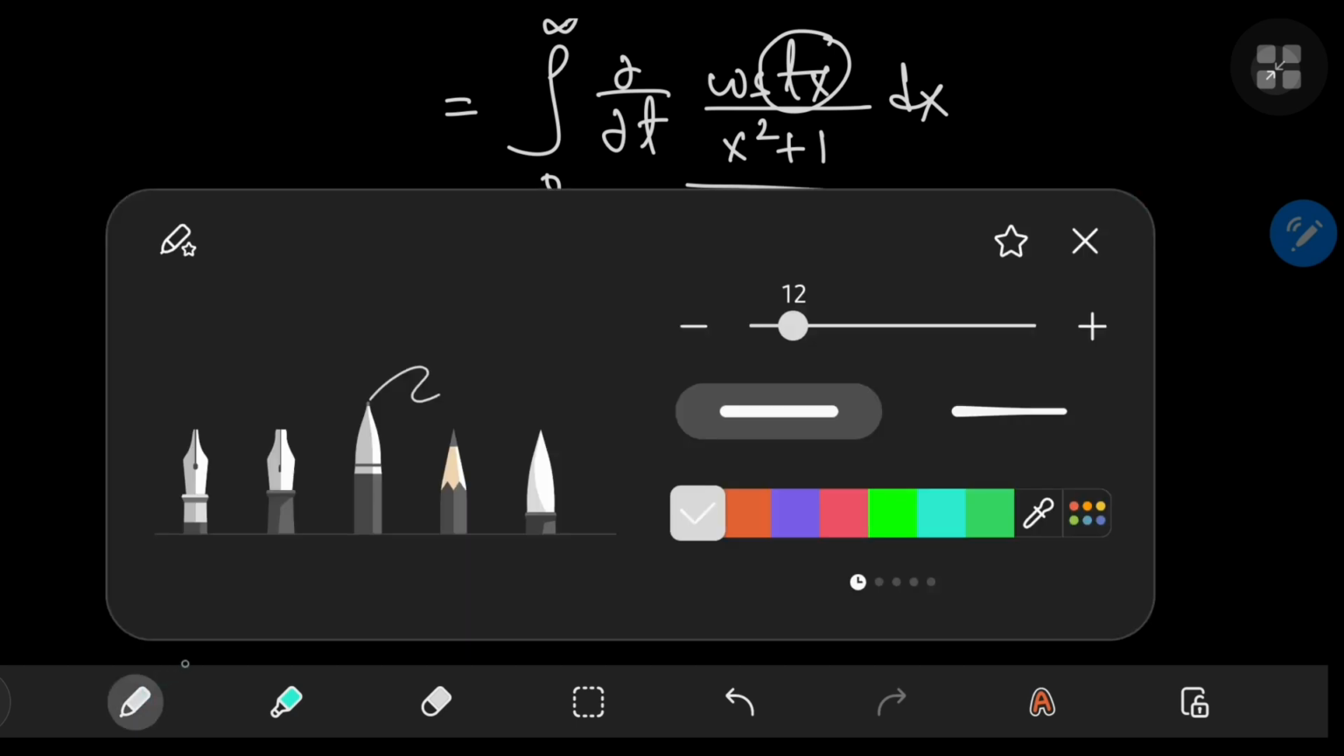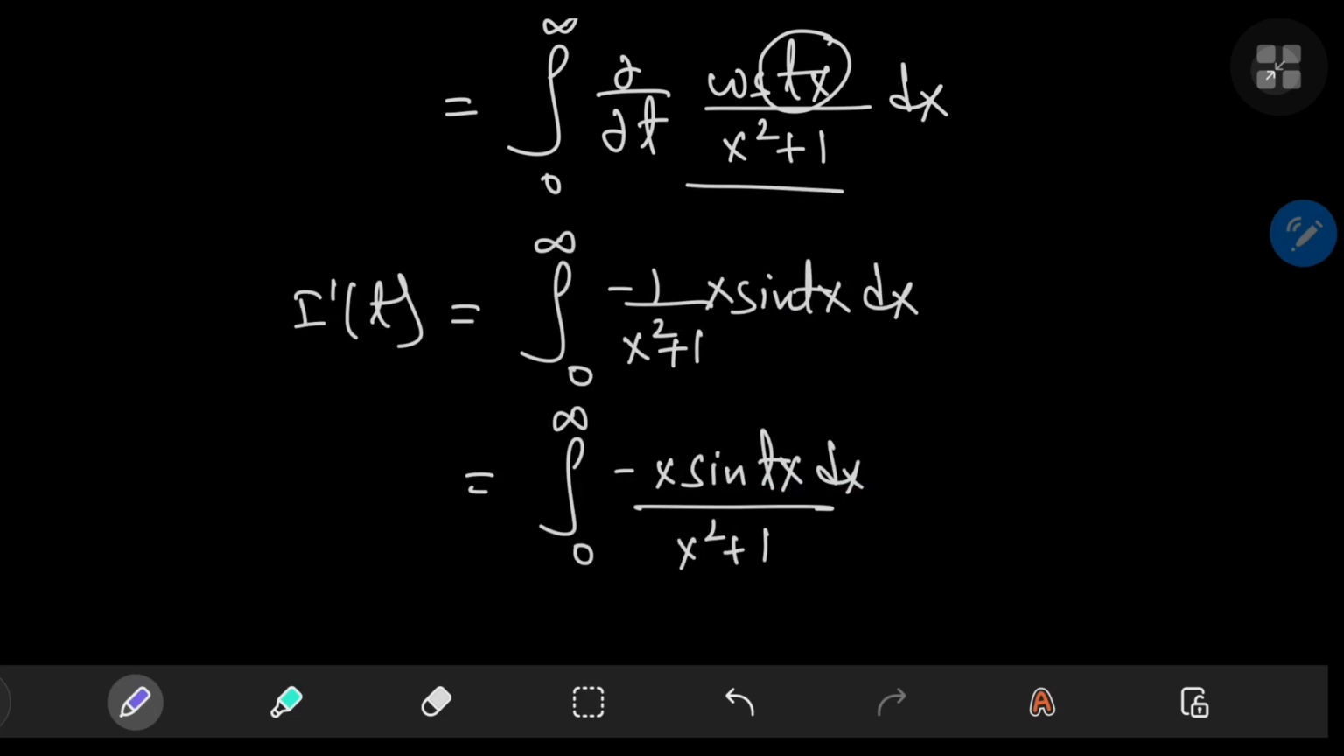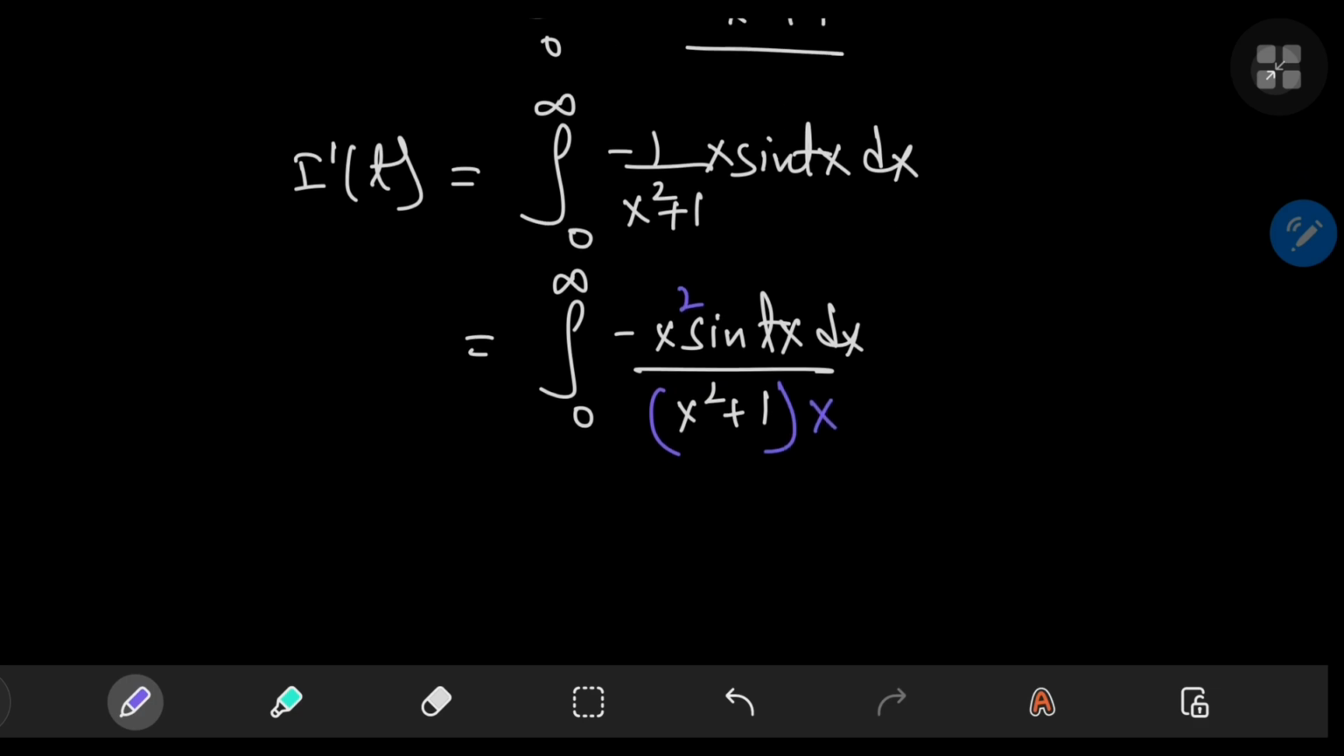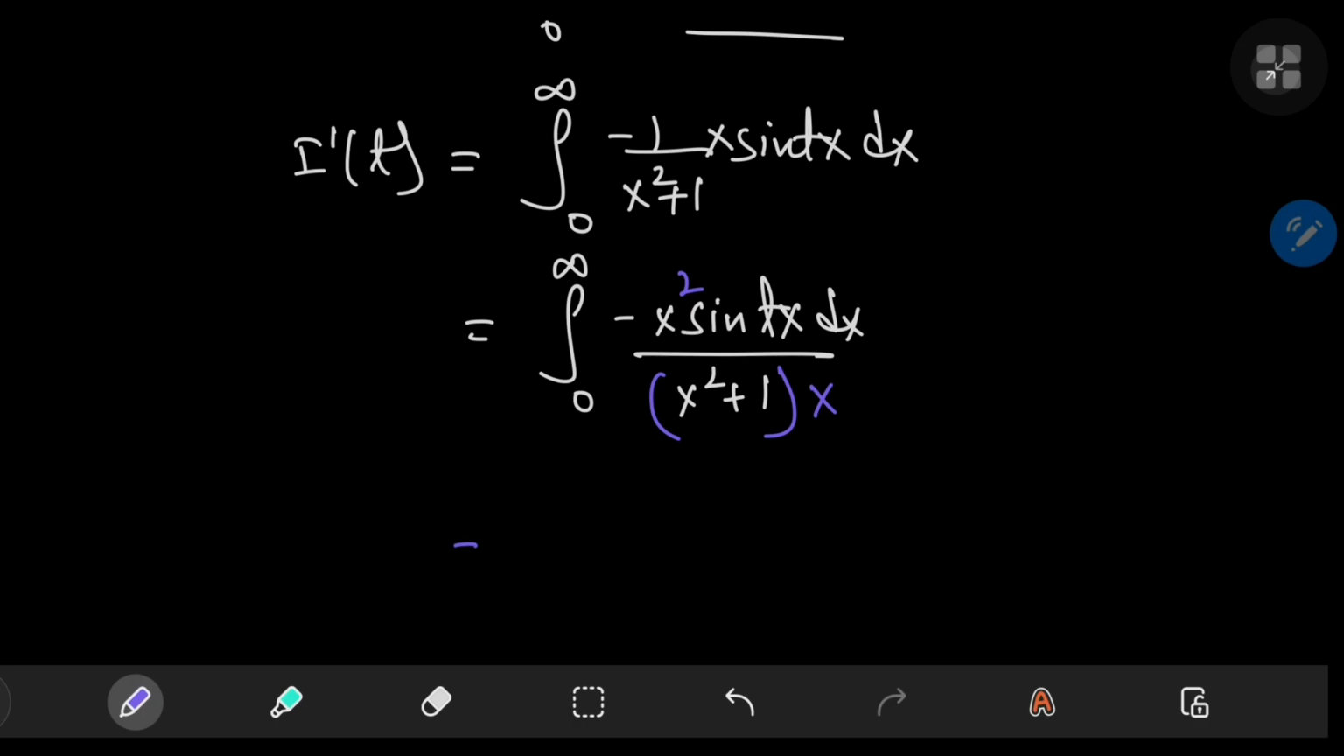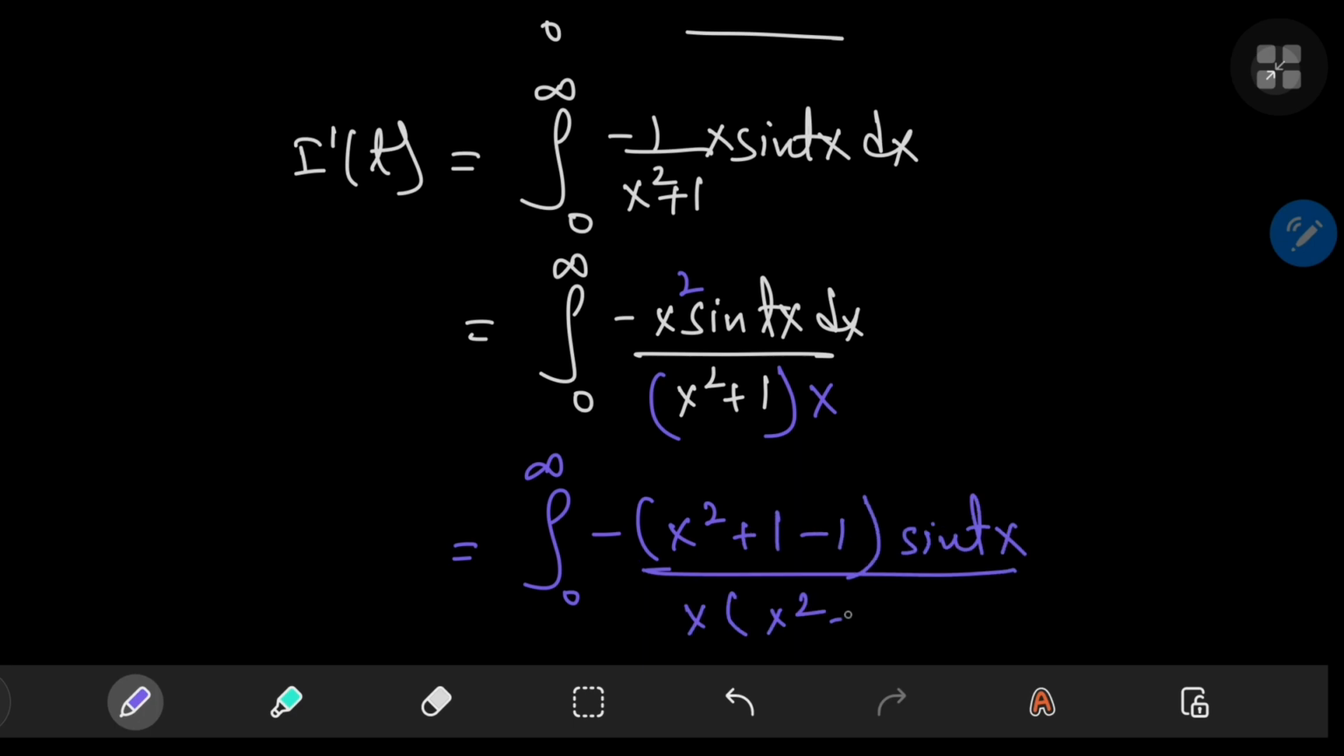And now we're going to perform some trickery here. What I'm going to do is multiply downstairs and upstairs by a factor of x. So that gives me this modified structure. And for an extra element of trickery, I'm going to take this x squared term here and add a 0 to it, meaning I will add 1 and subtract 1 at the same time. So what benefit does that have?